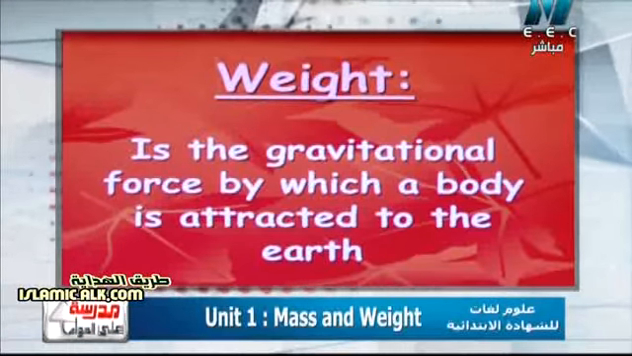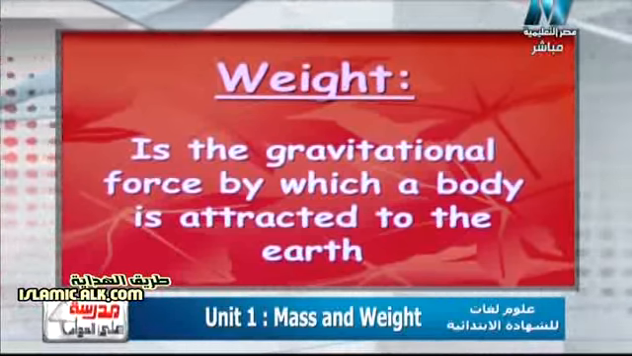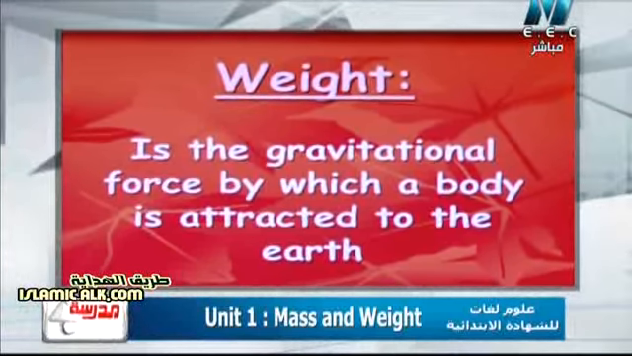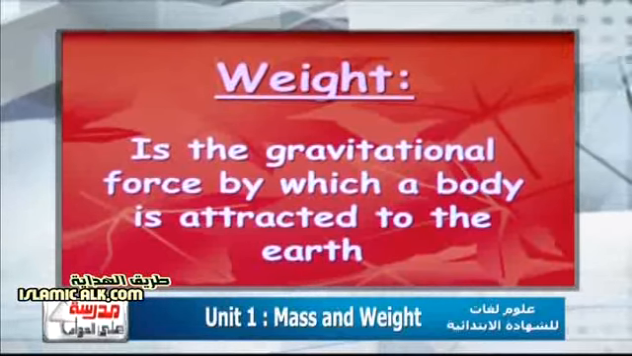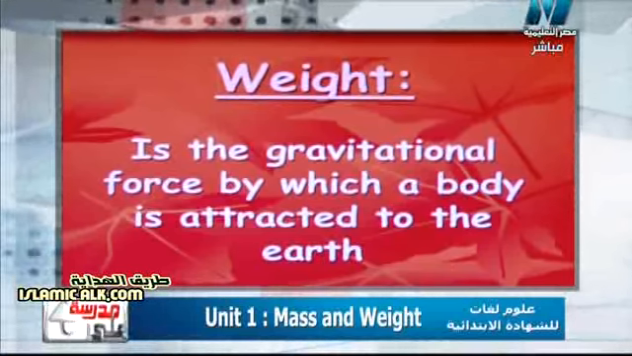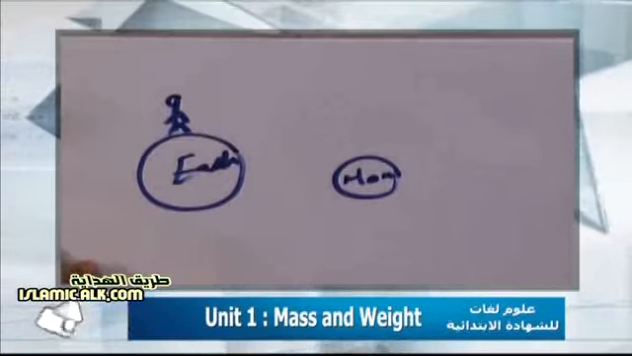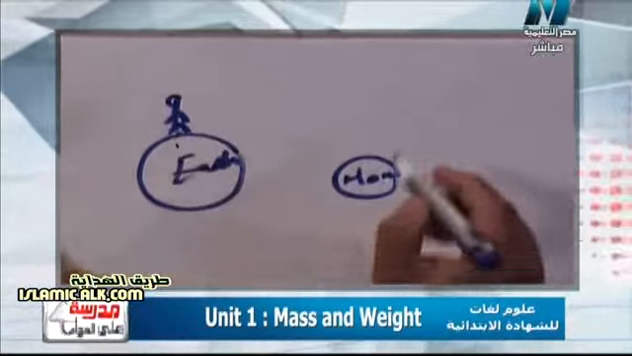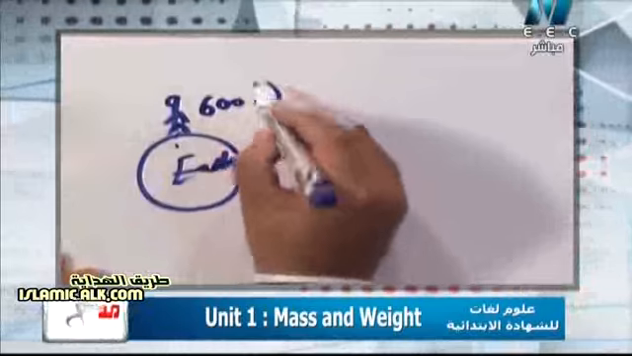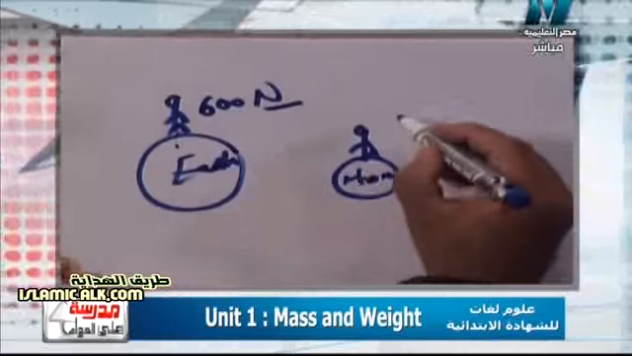The more general effect on weight is the place where you are. For example, imagine that. Look here. I have Earth planet and the moon. Let's draw together. When someone is on the Earth, they will have weight. When this person moves to the moon, they will have less weight. For example, if you have 600 Newton here, a word we hear for the first time, Newton is the unit used to measure weight, you will have on the moon 100 Newton only.